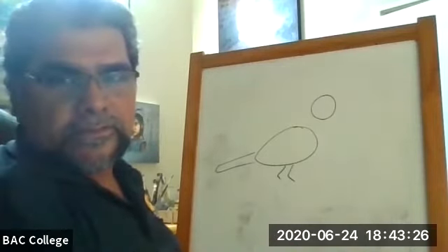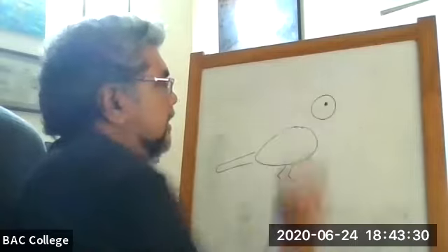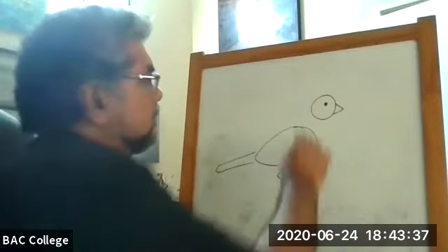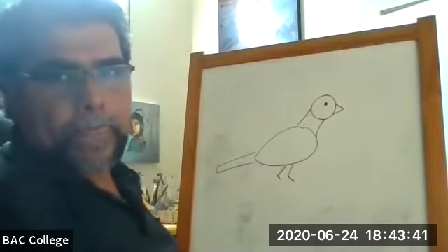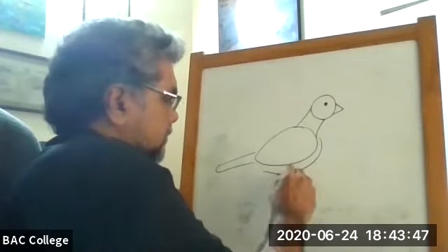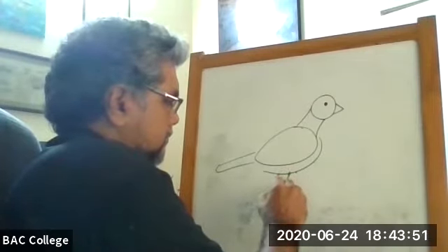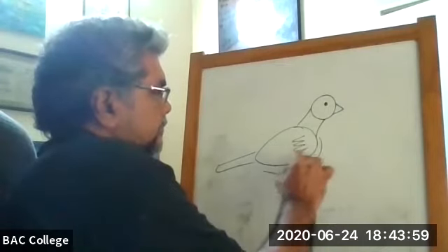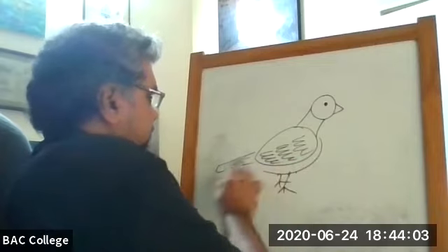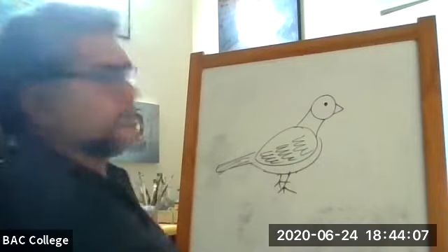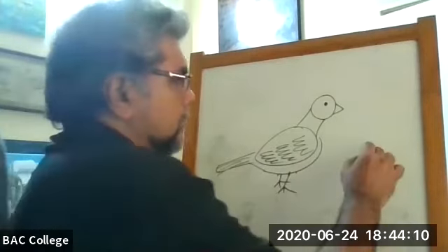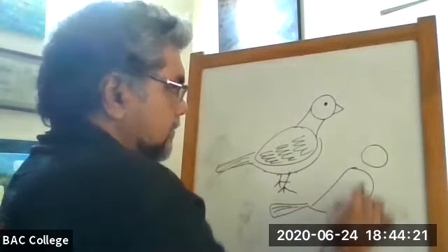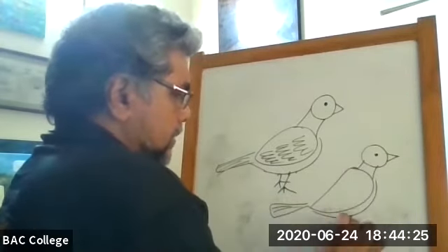Can you do that? This one is too short. All right. There's a simple bird. Circle. Get a shape like this, join, curve, body.